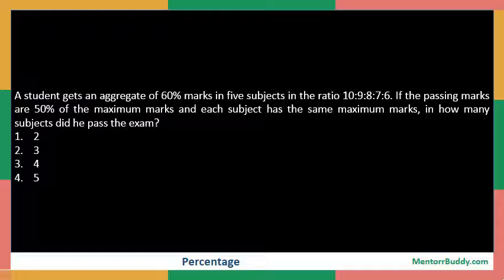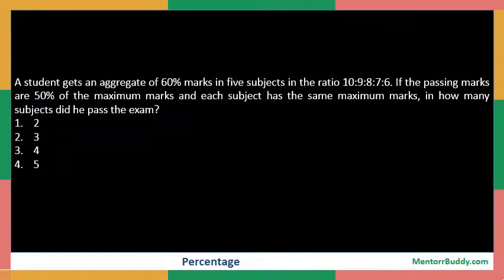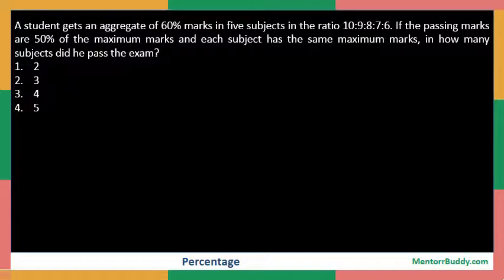So there is a mixture of various small concepts in this question. It has percentages, it also has a small bit of ratio into it. Let's see how we can solve this question. So it is given that there are 5 subjects. So let me assume the 5 subjects as A, B, C, D and E.